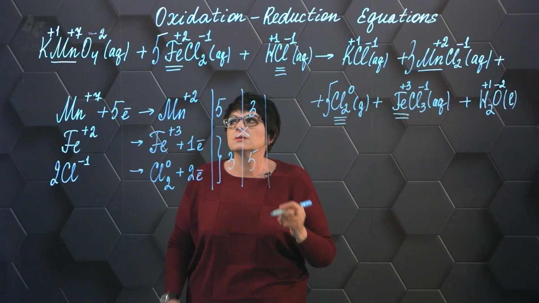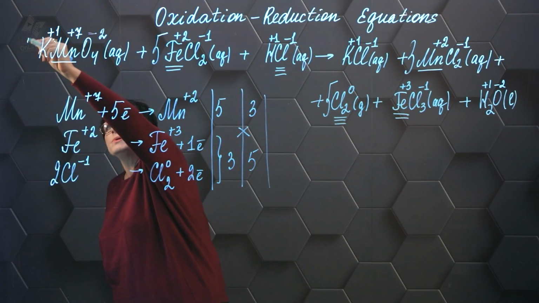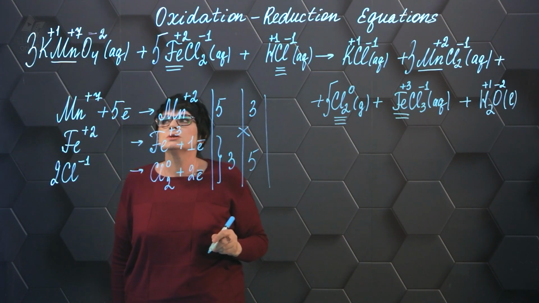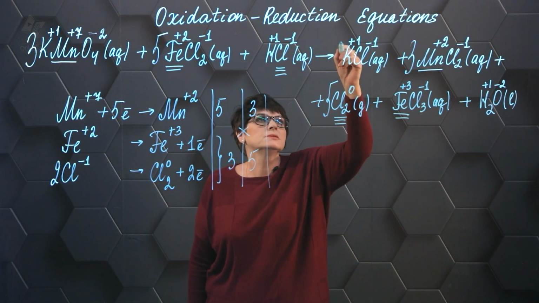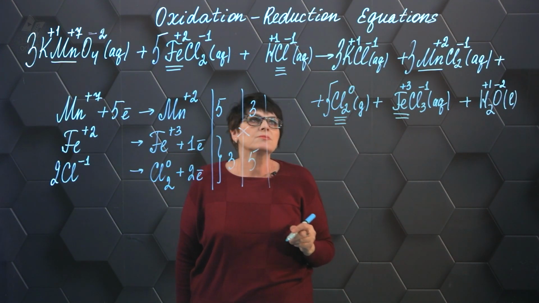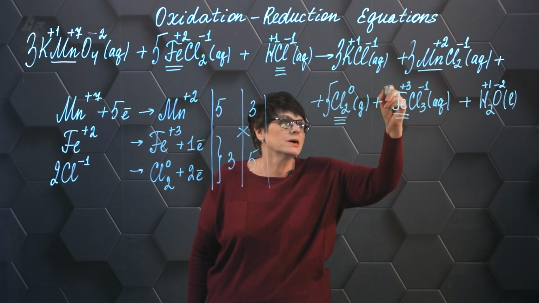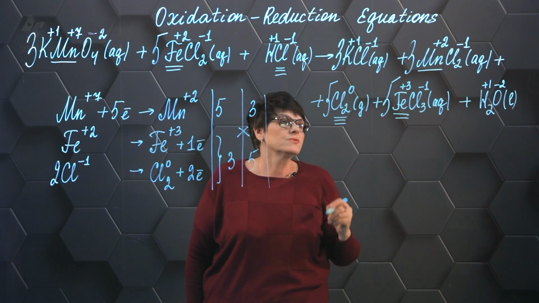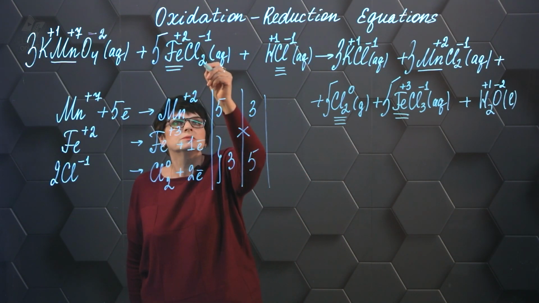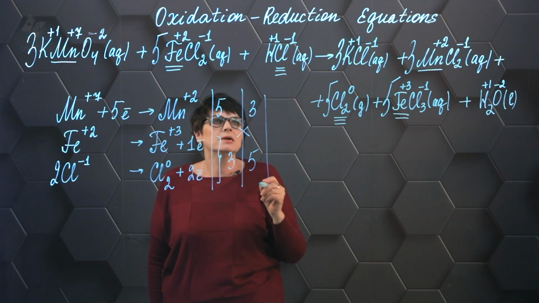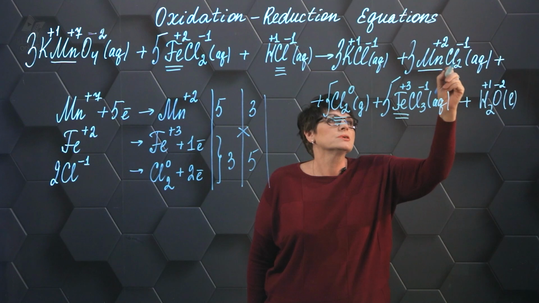Adding factors. Manganese on the left is 1, manganese on the right is 3. In front of potassium permanganate, KMnO4, we put 3. Next, potassium: on the left 3, on the right 1. In front of the formula potassium chloride, we put 3. Iron on the left side is 5, on the right side is 1. In the formula before ferric chloride (FeCl3), we put 5. Now count the chlorine. Chlorine on the left: 10 plus 11. On the right, 3 plus 6, 9 plus 10, 19.